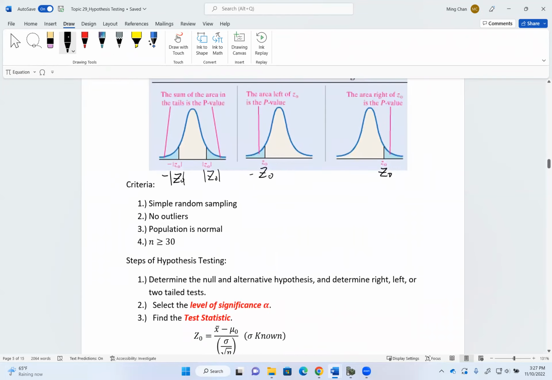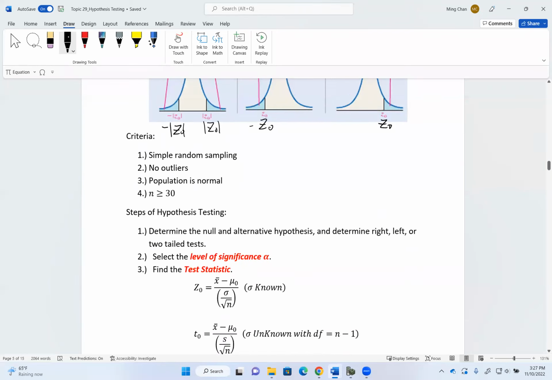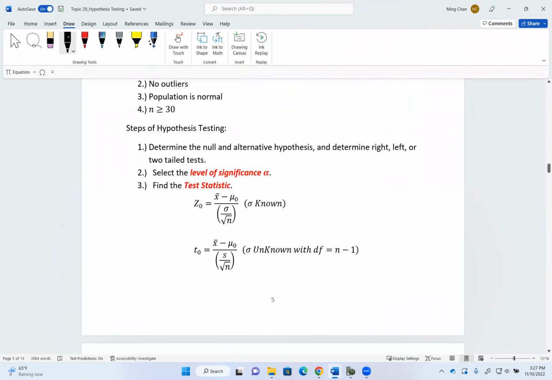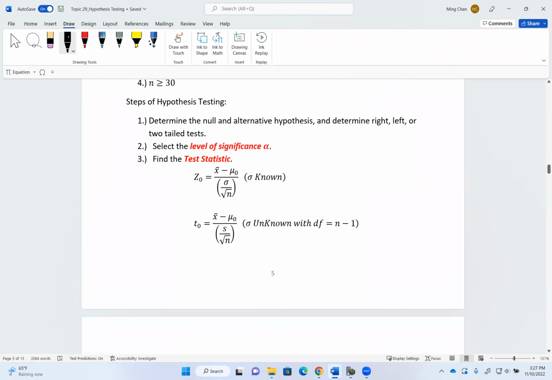So hypothesis testing has certain criteria. You have to make sure it's a simple random sample, there are no outliers, the population is normally distributed, and the sample size needs to be greater than or equal to 30. So here are the basic steps. We have to be able to determine the null and alternative hypotheses, and we also need to know whether it's a right tail, left tail, or two-tail test. Normally the problem already tells us what the level of significance alpha is.